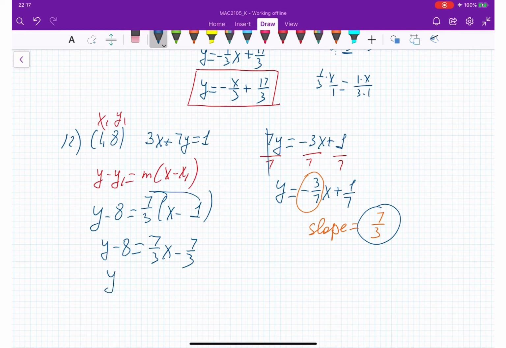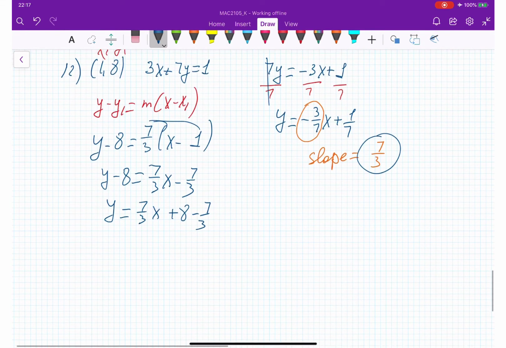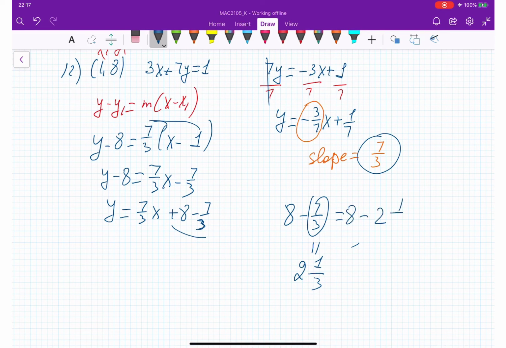So from here, y is equal to 7 over 3x plus 8 minus 7 over 3. All right? So what do we have? 8 minus 7 over 3. 7 over 3 is a mixed fraction. 7 divided by 3 is 2, 2 times 3 is 6, remainder is 1. 7 minus 6 is 1, and 3 at the bottom. So 8 minus 2 and 1/3.